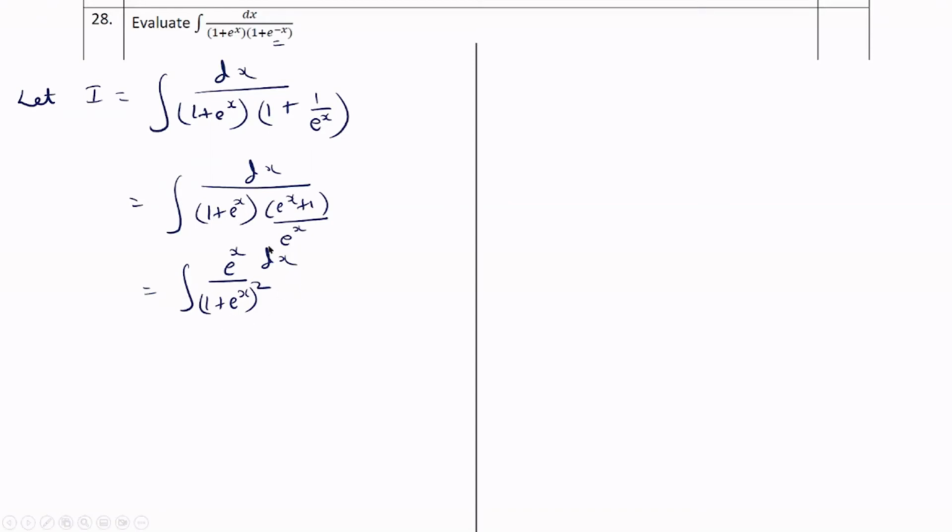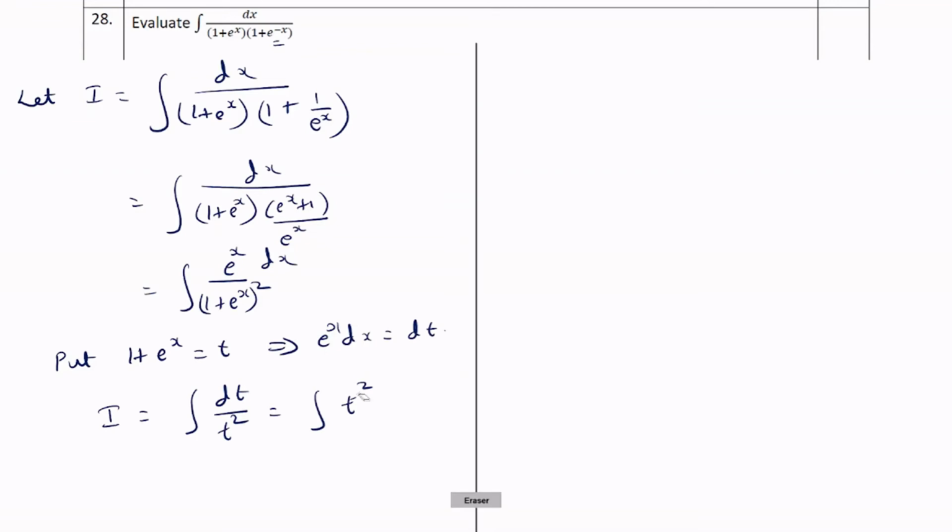So the integral reduces to this form. Now this is very easy. We know how to find the integral of this function. We can use integration by substitution. Put 1 plus e raised to x as t, so that we get e raised to x dx equal to dt. So the given integral becomes the integral, in place of e raised to x dx we can put dt, and in place of 1 plus e raised to x we can put t. So it is the integral dt by t square, or the integral t raised to minus 2 dt.